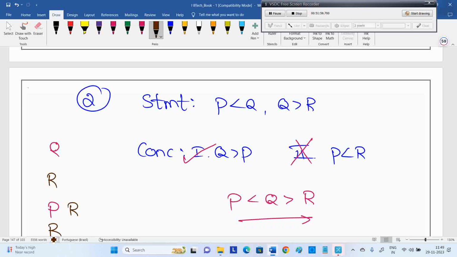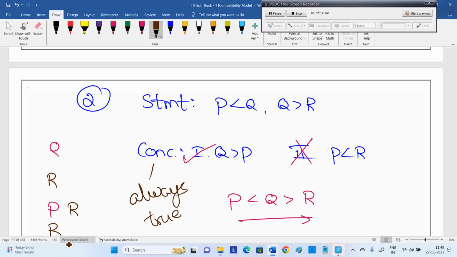Okay, is P less than R true? Is it true in all cases? Yes, in one case it is true, but not in all cases. That's what I'm telling: definitely true, always true. Put that word also if you want. Always true. It's not always true here. It's true in only one case.